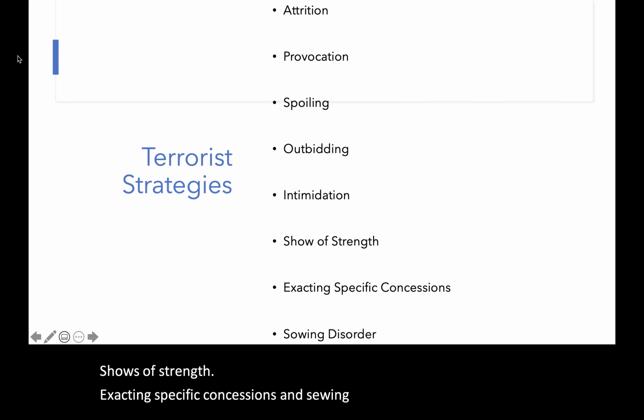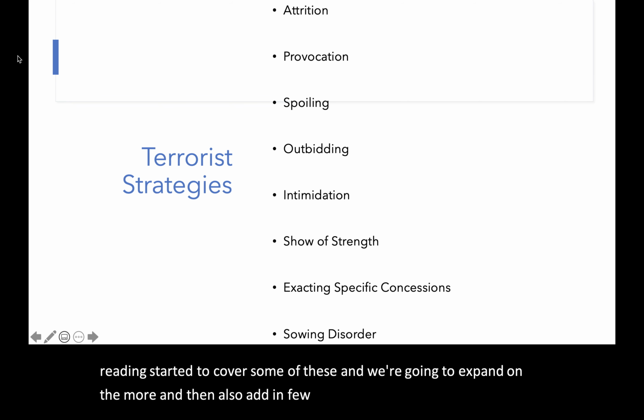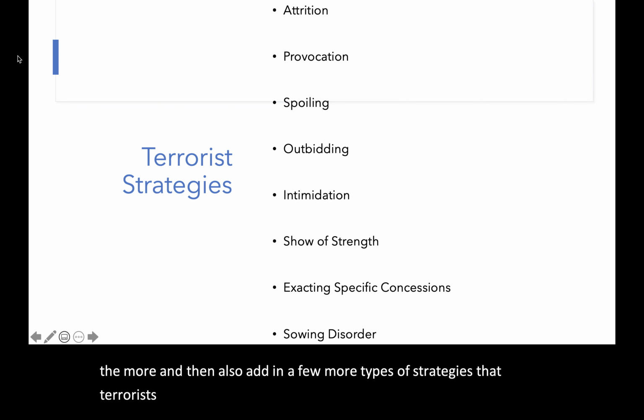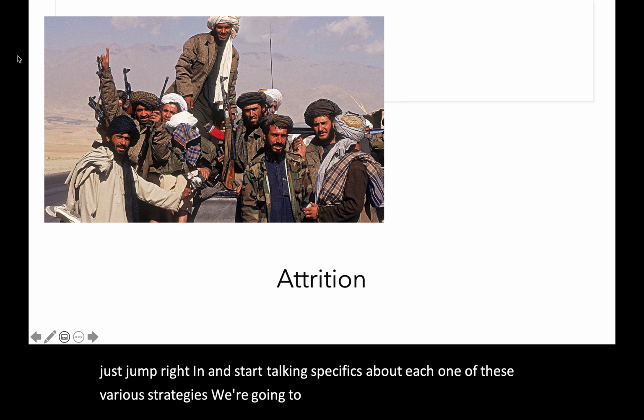And so I know your reading started to cover some of these, and we're going to expand on them more and then also add in a few more types of strategies that terrorists use. So this is what we're really going to focus on today. So let's just jump right in and start talking specifics about each one of these various strategies. We're going to start with attrition.